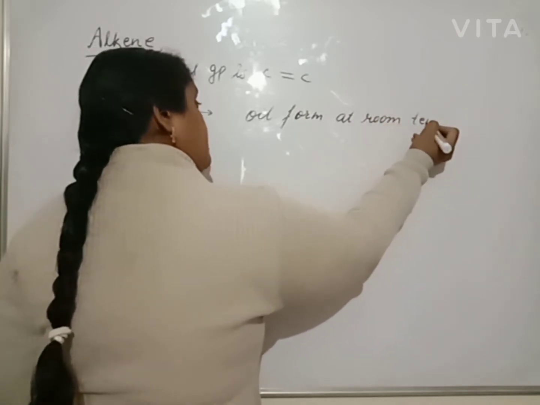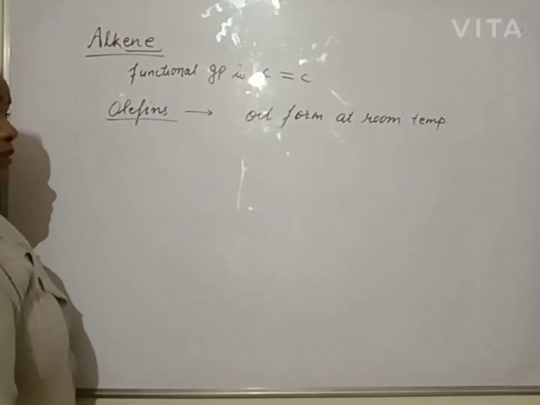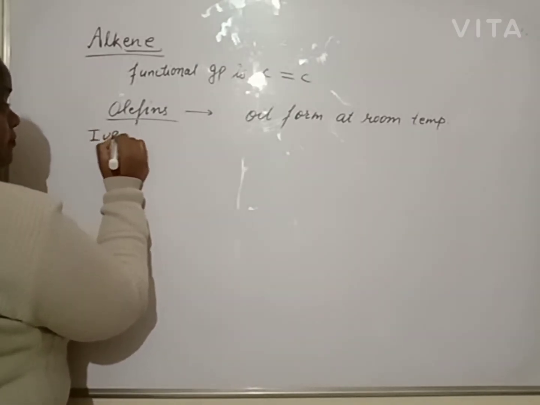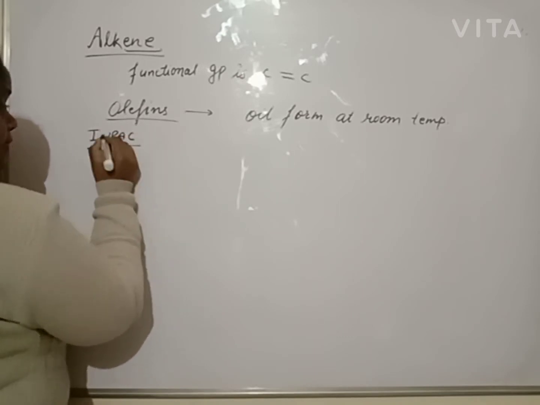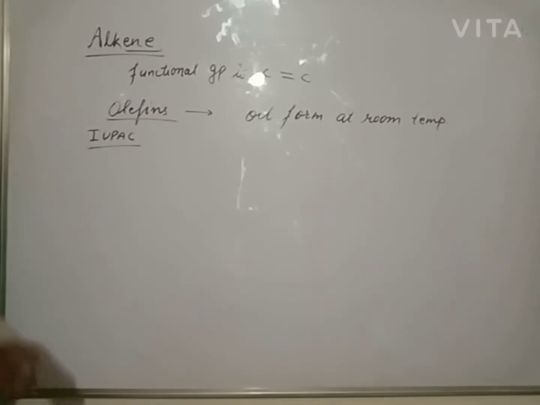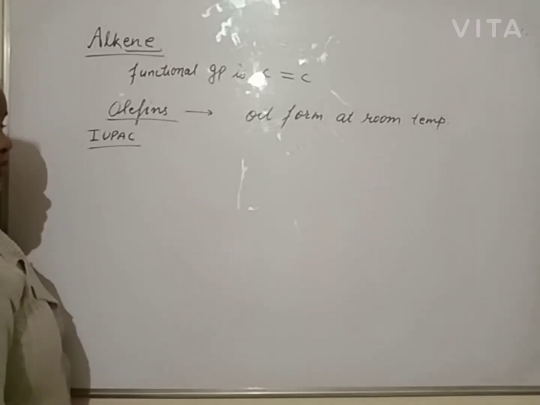First of all, the naming, IUPAC nomenclature. You know very well about the IUPAC nomenclature of alkenes. All the rules you know from your chapter number 12, Basic Concepts of Organic Chemistry.